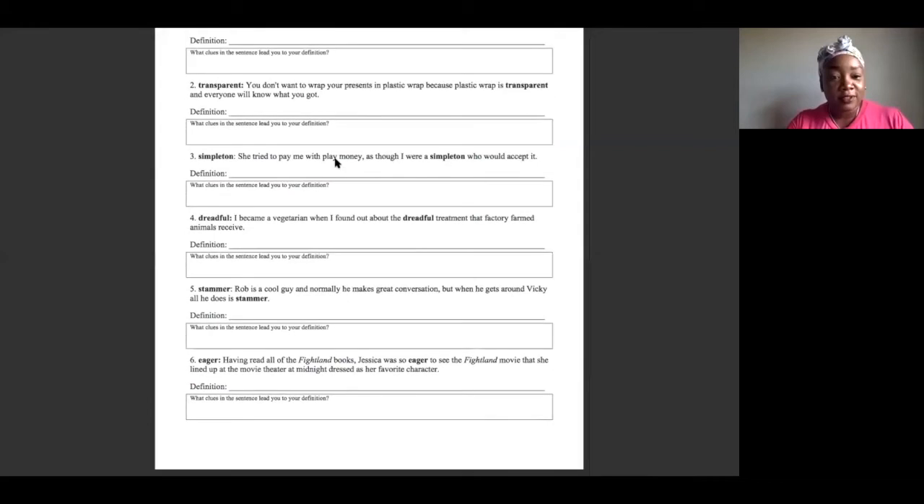The word is simpleton. Don't give me the answer. Let's look at the clues. Once you find the clues, you can find the answer. Okay. She tried to pay me with play money as though I were a simpleton who would accept it. So what clues around the word simpleton will tell us what the word simpleton means?